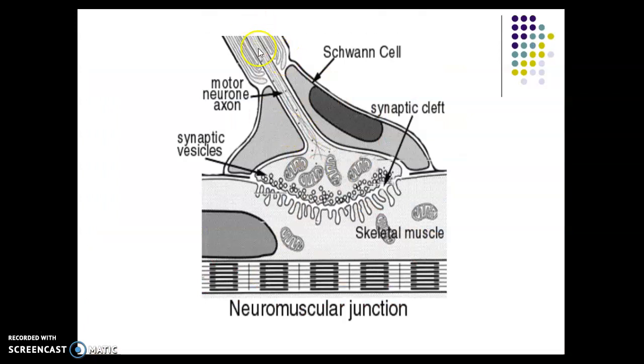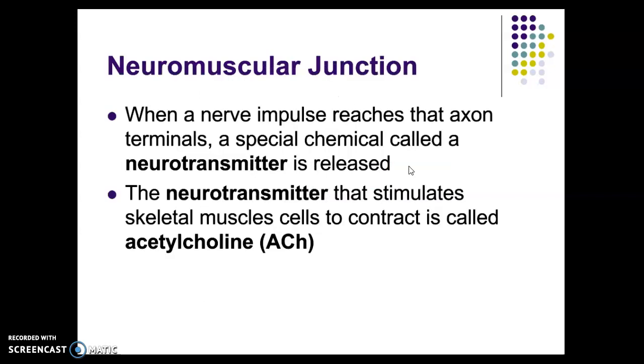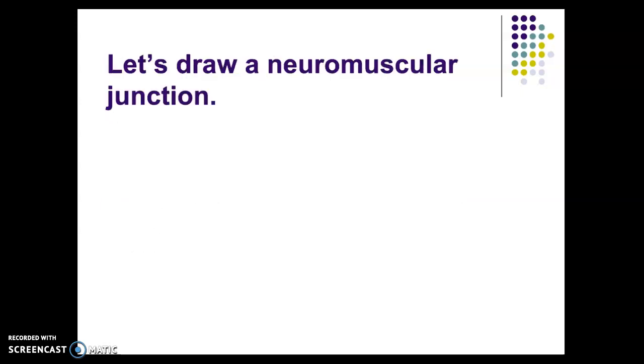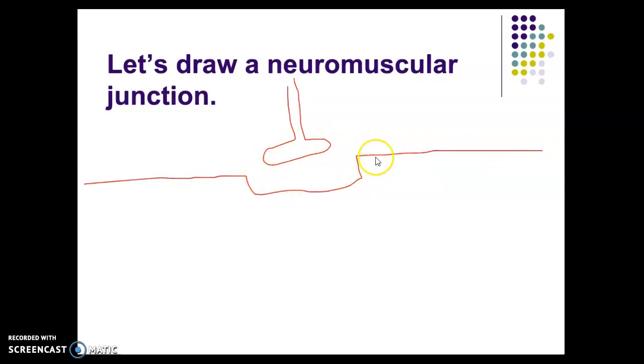So again, that's just showing the axon, axon terminal, neuromuscular junction, and this space, this synapse in between the two. Again, the neurotransmitter that is going to stimulate those ligand-gated sodium channels is acetylcholine. So I'll draw it for you here. We've got the axon and axon terminal. Here's the sarcolemma. And this right here will be the neuromuscular junction.